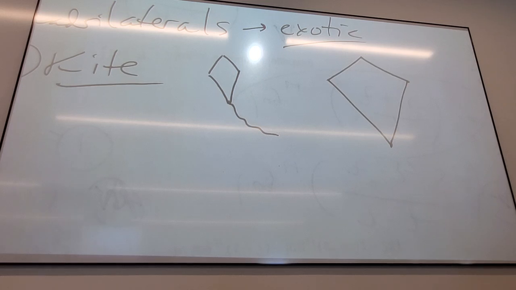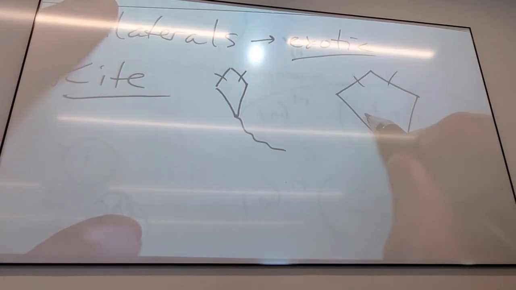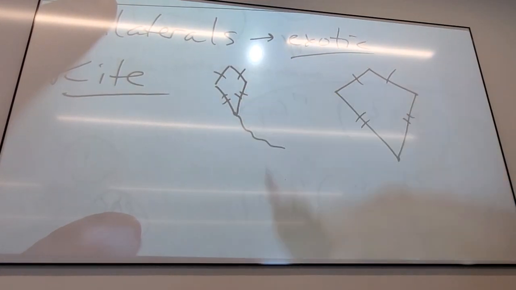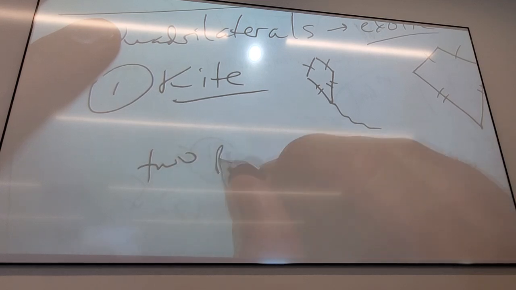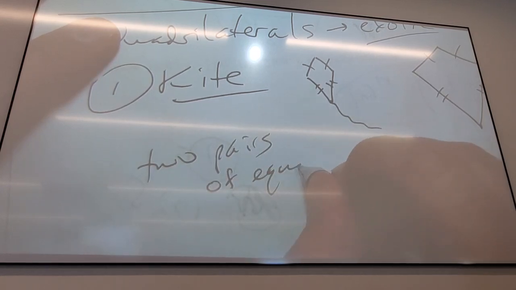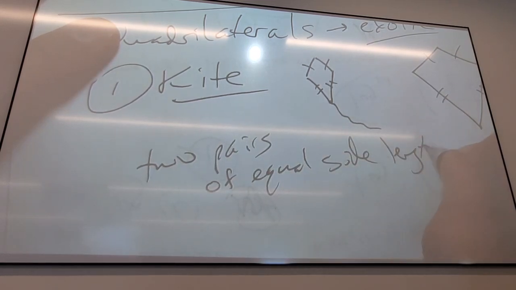Couldn't I make the chin of this thing long? And it would still be a kite, yes? Or I can make it short, still a kite. So the angles don't matter. What is it that matters? The sides. What about the sides? They're two sets of equal sides. Good. So these two sides are congruent, and these two sides are congruent. So it's two sets of equal sides. We say it's two pairs of equal side lengths.